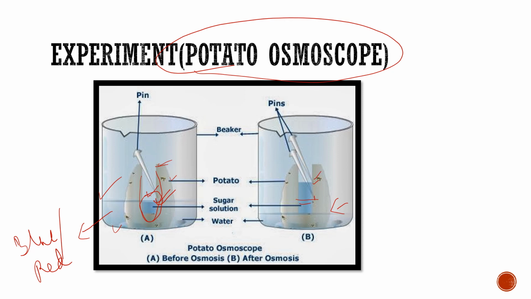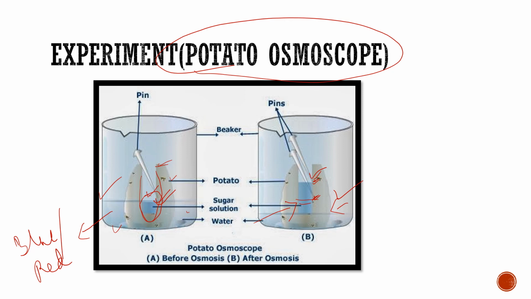So we have marked the initial level with the pin, and now we have marked the final level also with the pin. Why does the level of the sugar solution rise? Because of osmosis. The water molecules are moving through the cell membrane of the potato cells from the region of higher concentration, that is from the outside, to a region of lower concentration, that is inside. The potato cells act as a semi-permeable membrane, and the water from the outside of the beaker is seeping into the potato, and so the level of the sugar solution inside the potato osmoscope is rising.